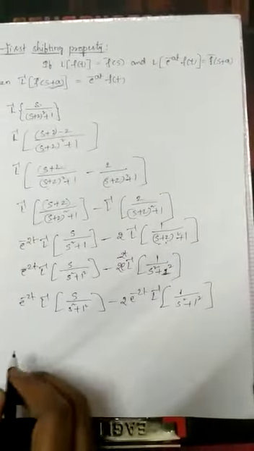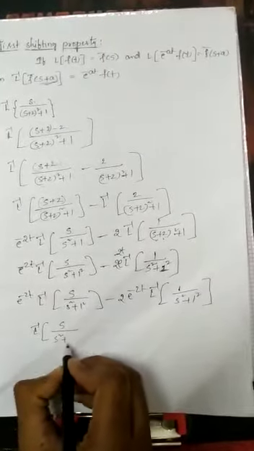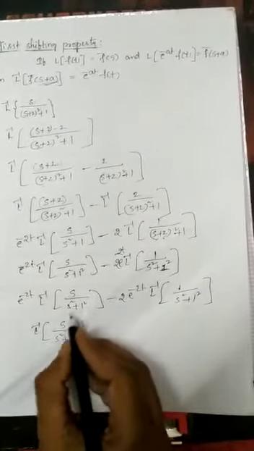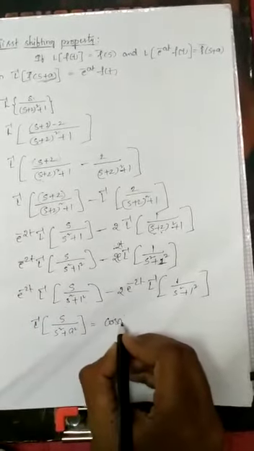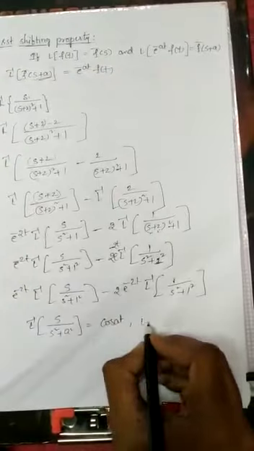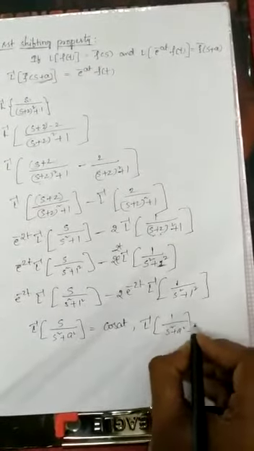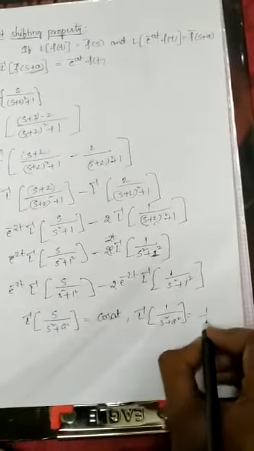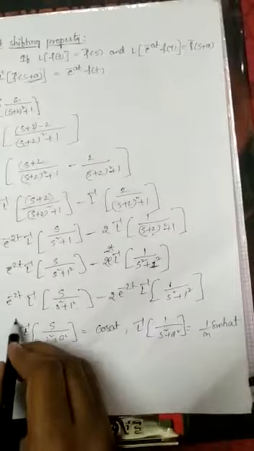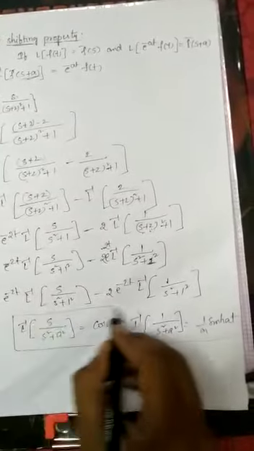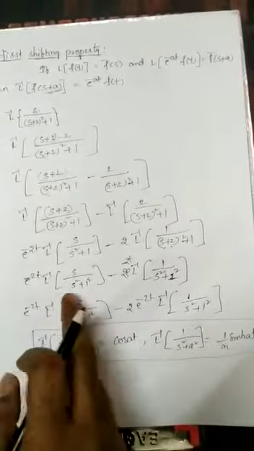Okay. Now let us use the standard forms here. Laplace inverse of s by s square plus a square. First term is in the form of s by s square plus a square. What is the formula? Cos at. And second one, Laplace inverse of 1 by s square plus a square. What is the formula? 1 by a sin at. Right. So by using these two standard forms, let us solve this problem.